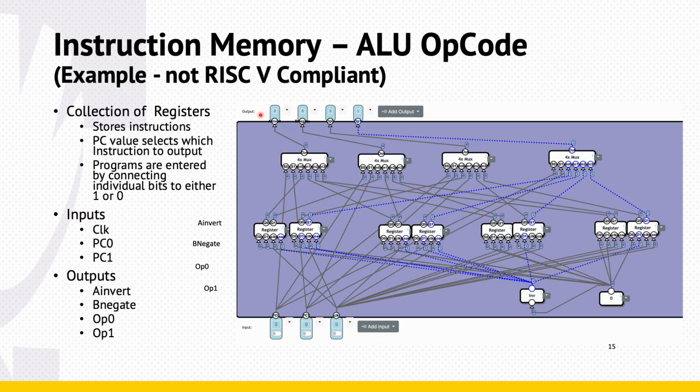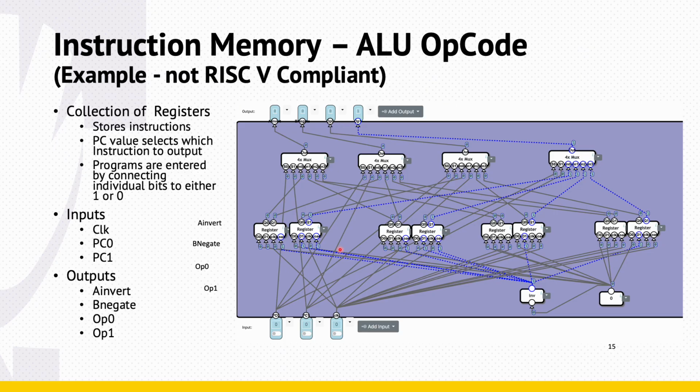So this instruction memory just outputs A invert, B negate, op0, and op1, right? So A invert is whether or not you're gonna flip the A bit in the ALU. B negate is whether you're gonna flip the B bit, and set carry in to true. And then op0 and op1 choose between the and, or, add, and set less than instructions, right?